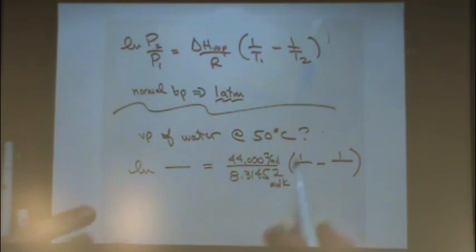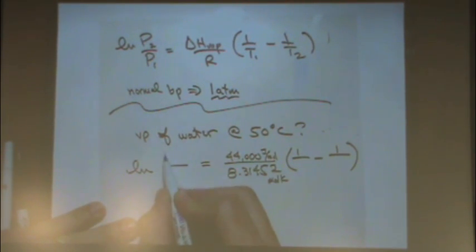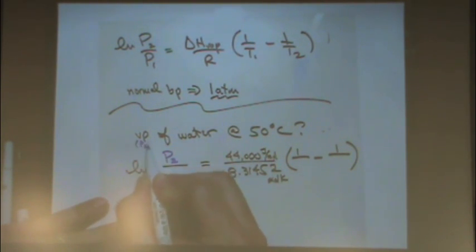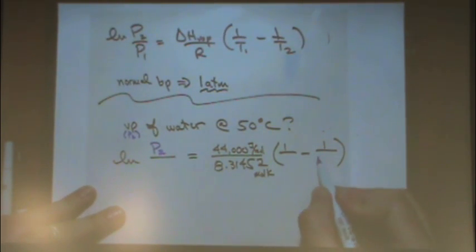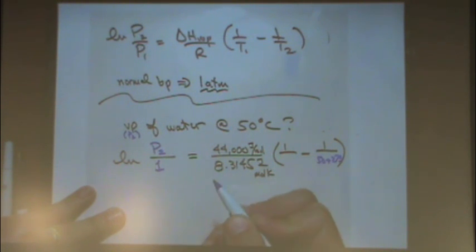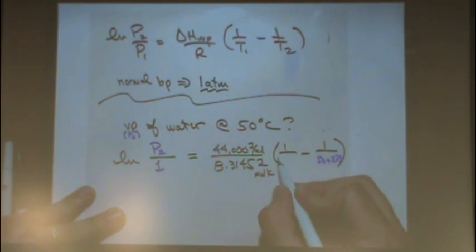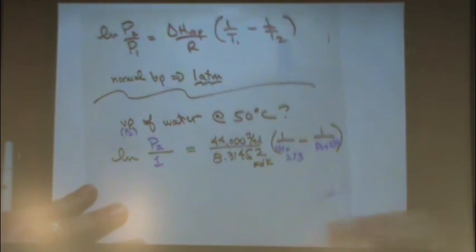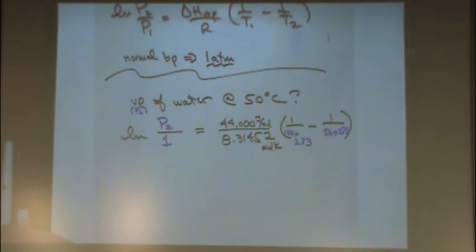Okay? So, let's say this is P2, what you're solving for here. T2 would be here, 50 plus 273. Make sure to change it to Kelvin. That's a common mistake. And then you know P1 would be 1 atmosphere. And you know the temperature would be 100, and you add 273 to that as well. So you would just solve for P2.